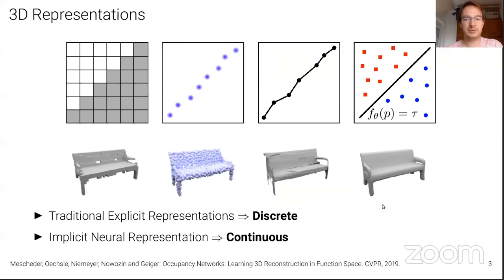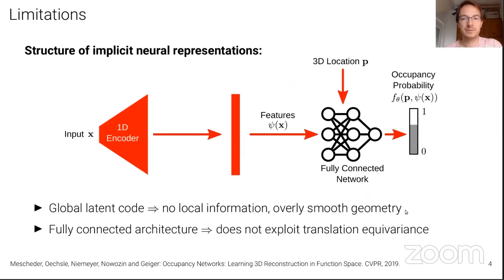In our work at CVPR 2019, we proposed an alternative representation called occupancy networks, where instead of representing the output explicitly, we represent the output, the surface, implicitly as the decision boundary of a neural network classifier that distinguishes inside from outside points. However, this representation, despite being able to produce smooth outputs and handle complex topology, has certain limitations that stem from the structure of the implicit neural representations.